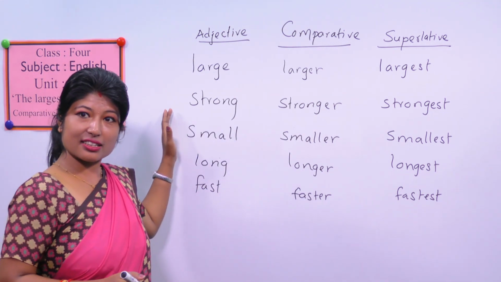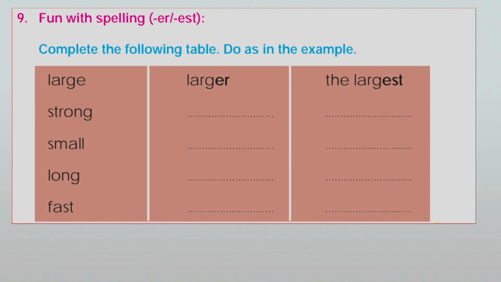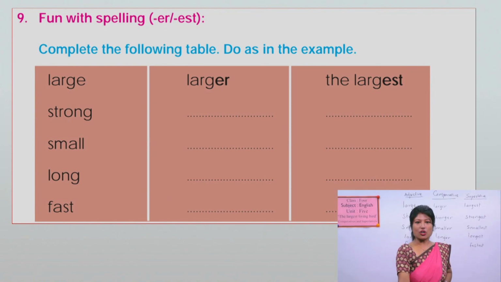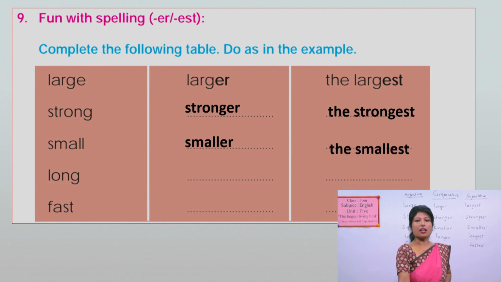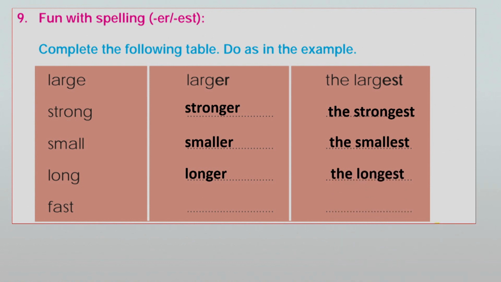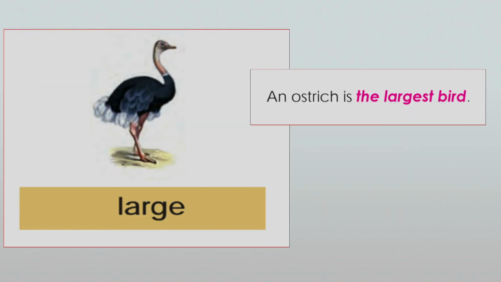So can you make that? Check out once again. Strong, stronger, the strongest. Small, smaller, the smallest. Long, longer, the longest. Fast, faster, the fastest. Okay, did you get that? Have you checked? Good. Now next exercise.